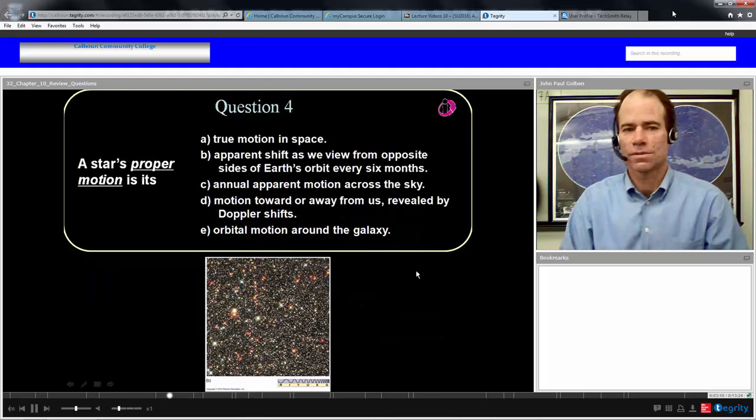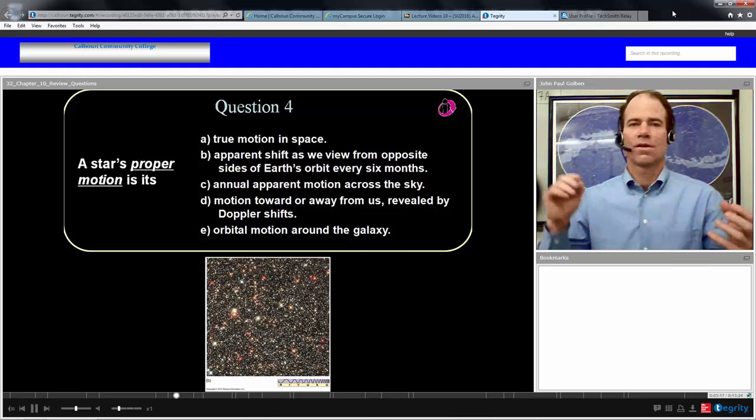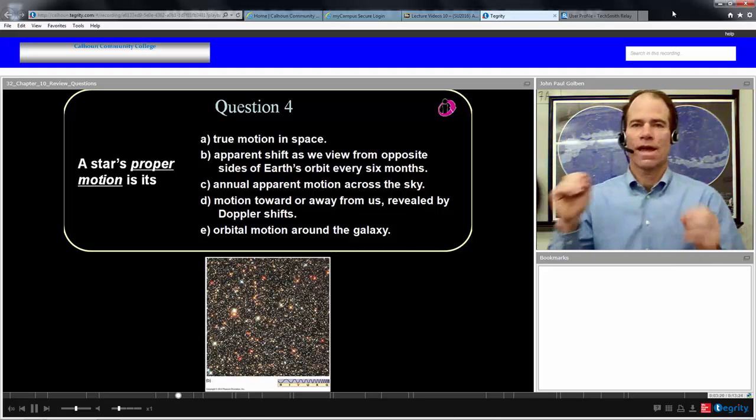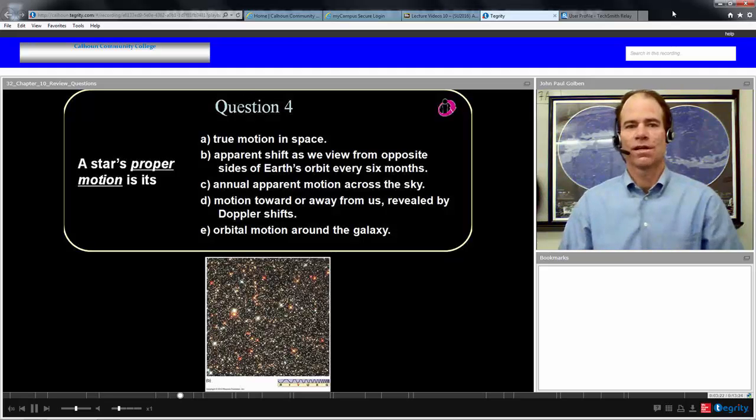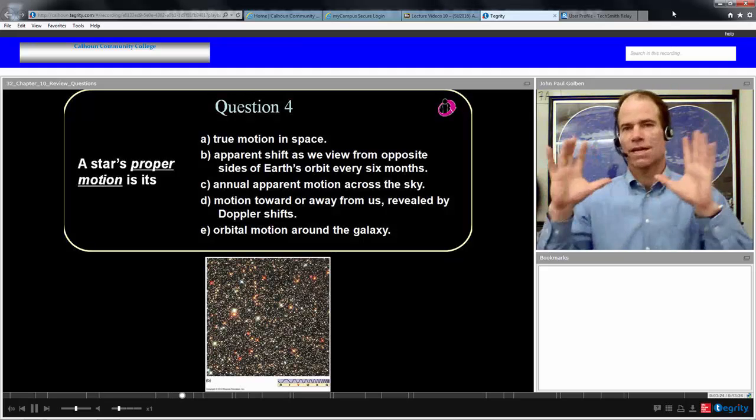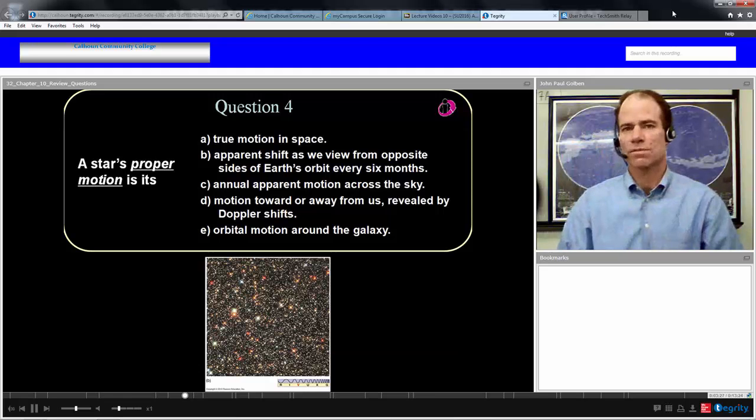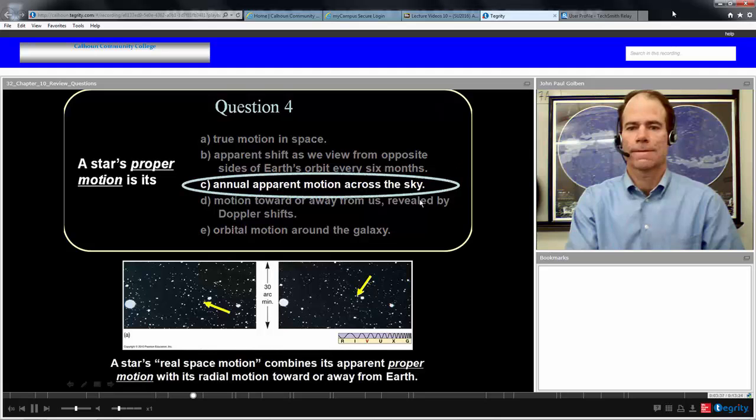Question number 4. A star's proper motion is the amount of motion the star will make over the course of a year as measured on the same day each year. So you just want to make sure you make the same measurement, see how far it's moved against a backdrop of stars on that same day each year. So that would be its annual apparent motion across the sky. Barnard's star has the most annual apparent motion, its proper motion, on the same day each year.